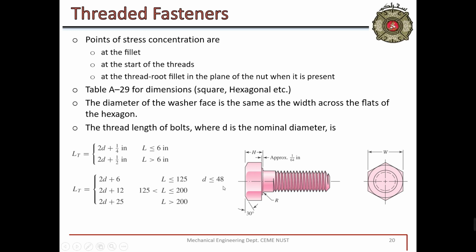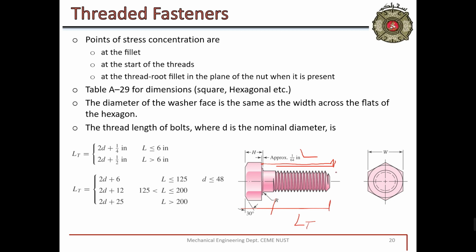Usually we have LT, the length of the threaded portion. If you know the diameter of the bolt, which is D, and if you know the total length of the bolt, this length of the bolt starts from the bottom of the head, and from this point to this point, this is capital L. From this point to this point, this is LT.